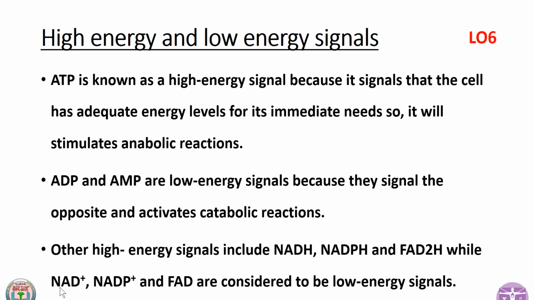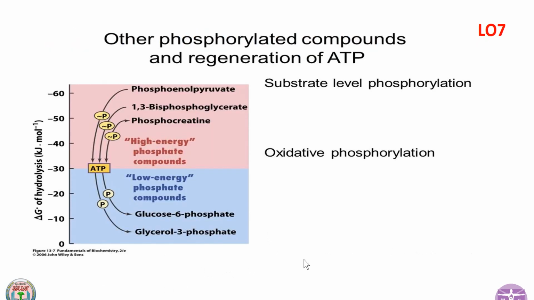While the NAD, NADP and FAD, which are the oxidized forms of these reduced forms, when there is an increased level of the oxidized form inside the cell, the cell will understand that the energy content inside it is low and will convert its process from anabolism to catabolism, as we can see in this diagram.